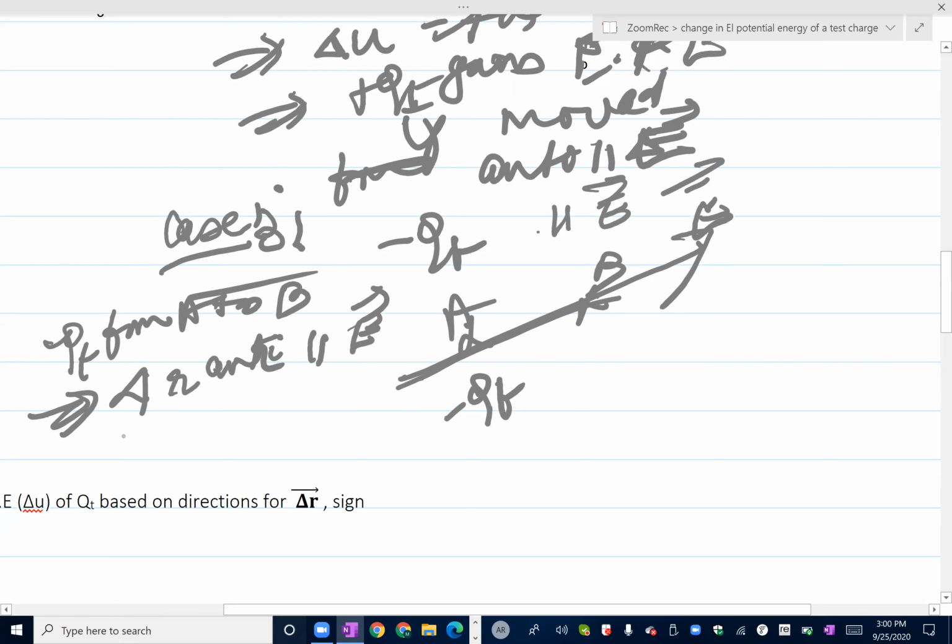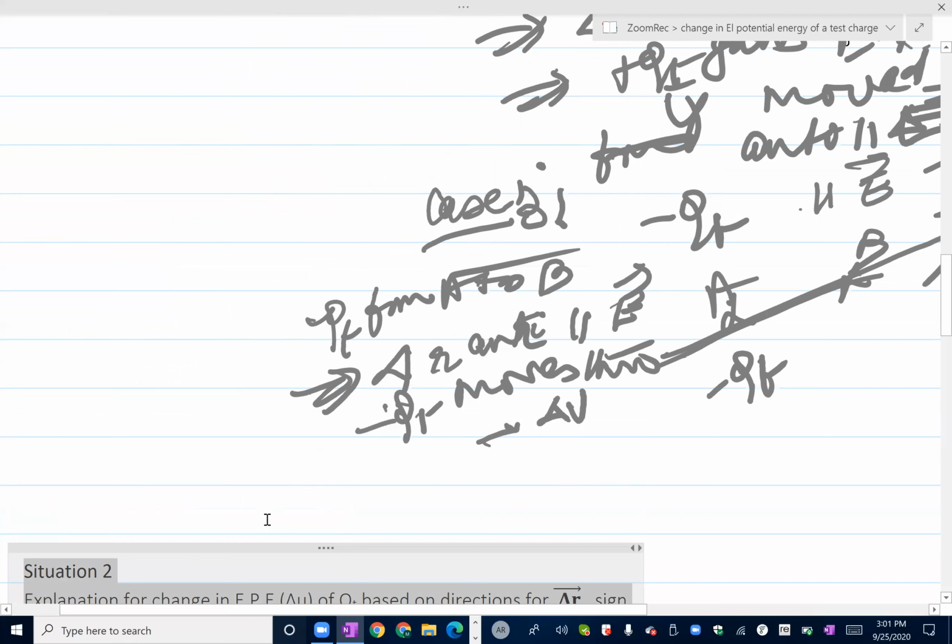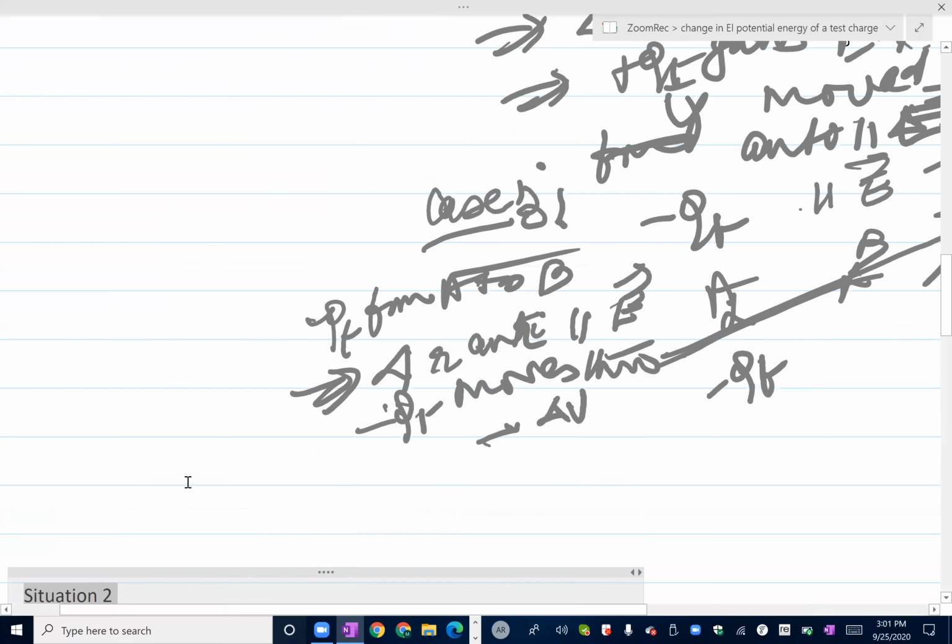That means minus QT moves through minus delta V. With both of them minus, it implies the QT will gain electrical potential energy.